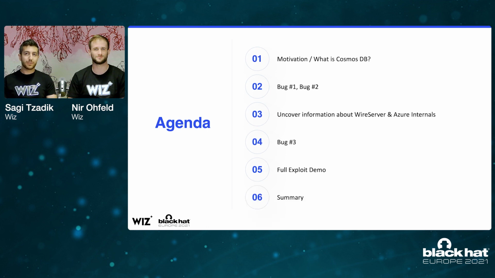We will finish with a summary regarding everything that we've learned during this research. Hopefully, by the end of this talk, you will have a better understanding of Azure architecture in general and Cosmos DB specifically. You will also understand how we exploited multiple flaws in this architecture and chained them together for an account takeover vulnerability.